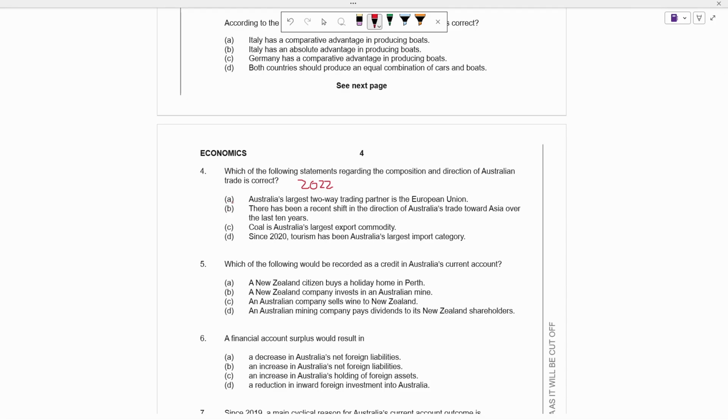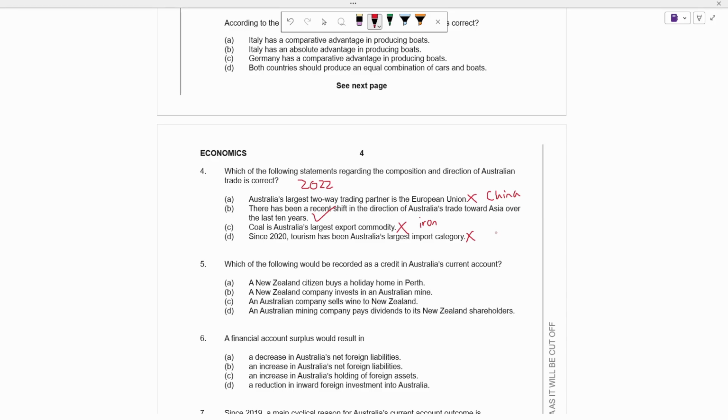A, Australia's largest two-way trading partner is the European Union. This one is incorrect. It is China. B, there has been a recent shift in the direction of Australia's trade toward Asia over the last 10 years. This one is correct, and the reason is because Australia has increased their trading with China. C, coal is Australia's largest export commodity. This one is incorrect. It's iron, and it usually is iron. D, since 2020, tourism has been Australia's largest import category. This one is also incorrect.